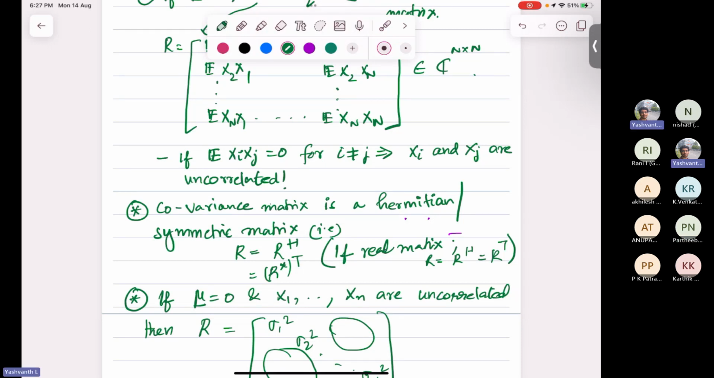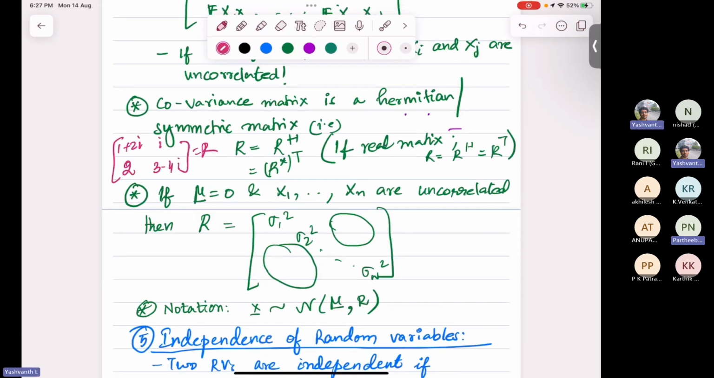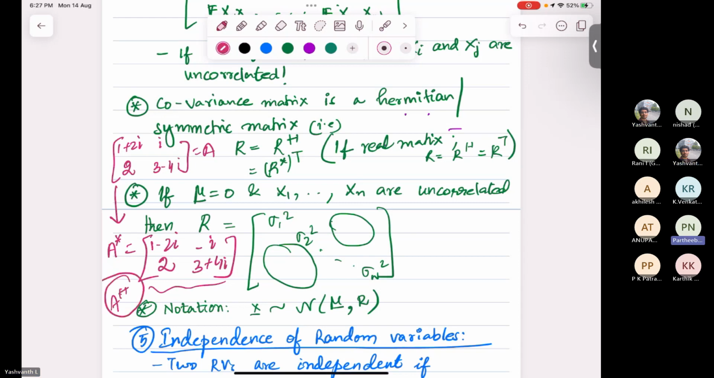Let me take an example. Let's say I have 1 plus 2i, 2, and 3 minus 4i. Let's say this is my A matrix. Its Hermitian is: A conjugate is nothing but you take the complex conjugate of all entries, so 1 minus 2i, 2, and 3 plus 4i. Now take the transpose of this matrix, and you get A Hermitian. Fine. Thanks.